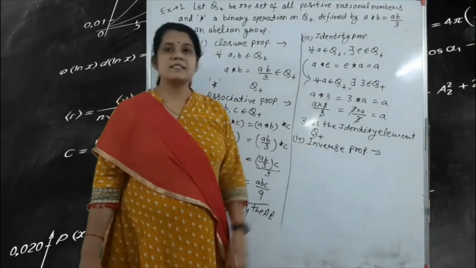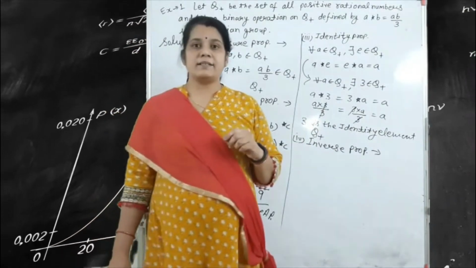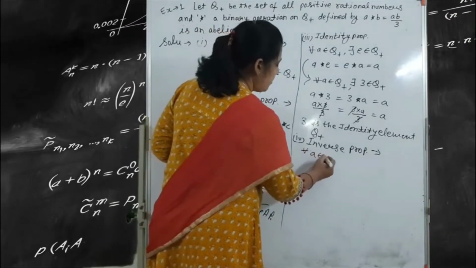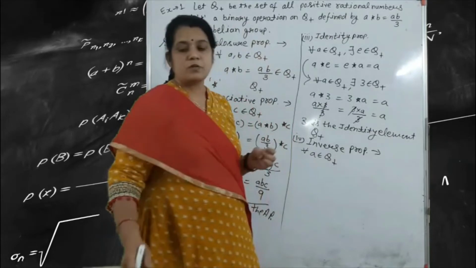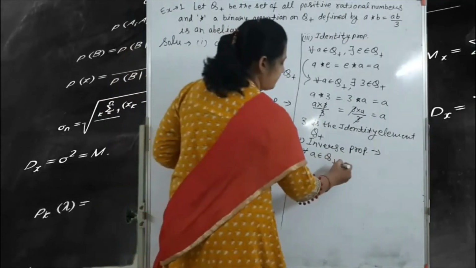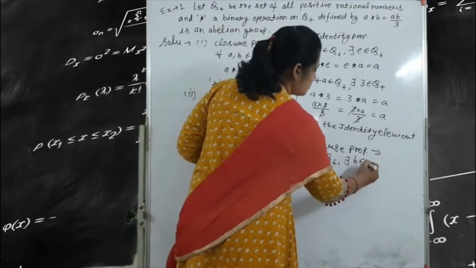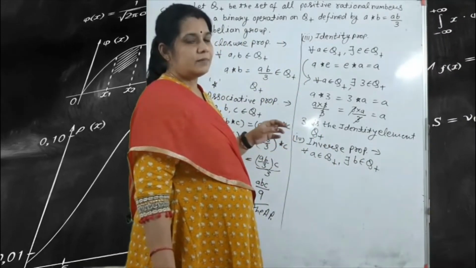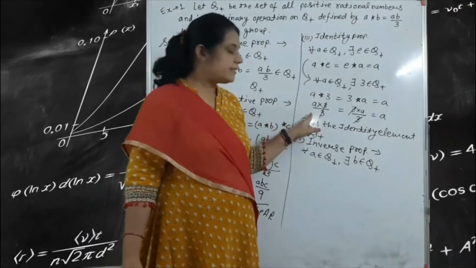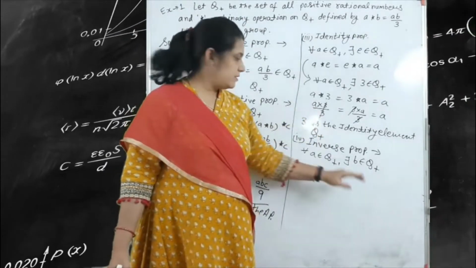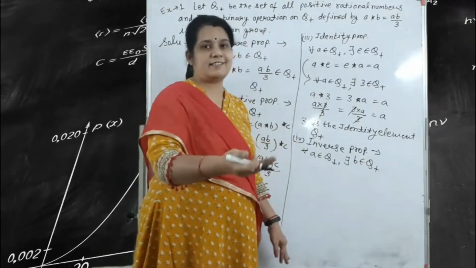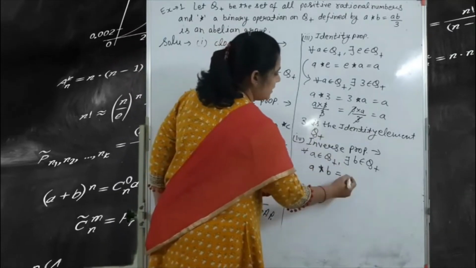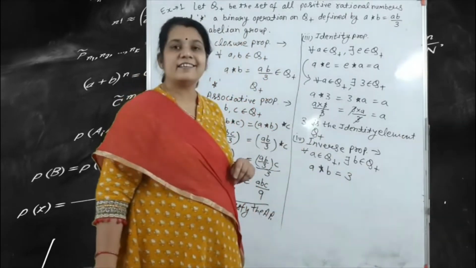Okay, the fourth one is the inverse property. So what do you mean by the inverse property? For all A belongs to Q plus, there exists B belongs to Q plus. So there is some logic here. Your identity element is always written on the right hand side. That means A star B is equal to 3, because 3 is the identity element.